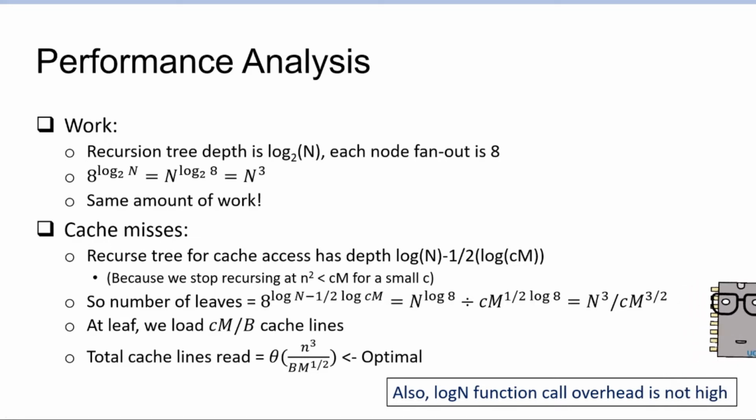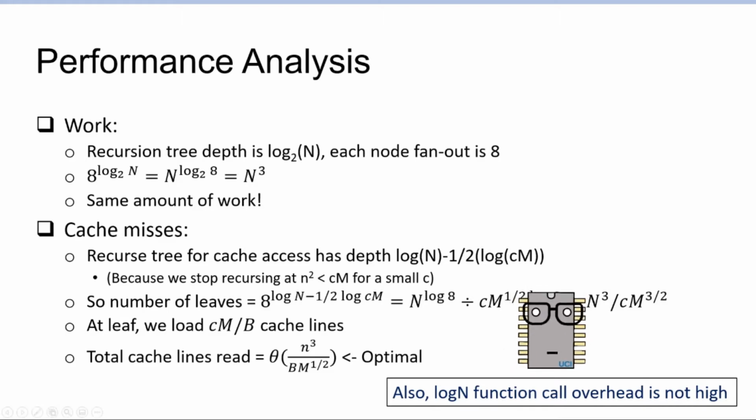Also, sometimes a problem with recursive algorithms is that if we recurse down too many times per work, the recursion overhead sometimes does dominate. But even for pretty big matrices, if we are recursing down only log 2 of n times, the recursion function call overhead is also not very high.